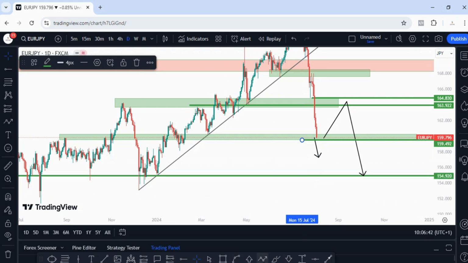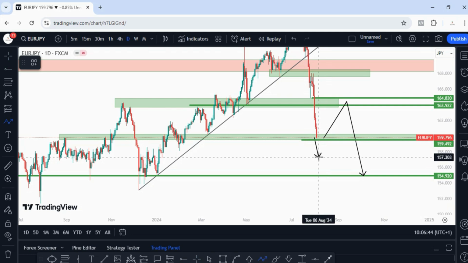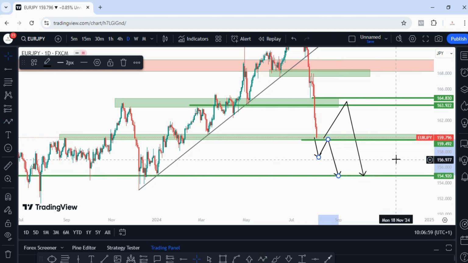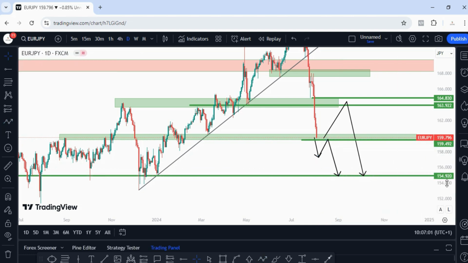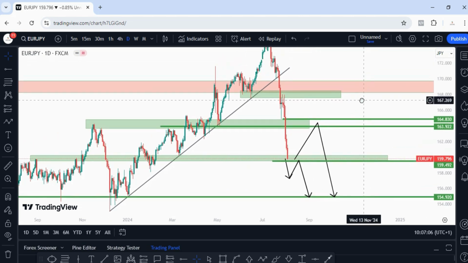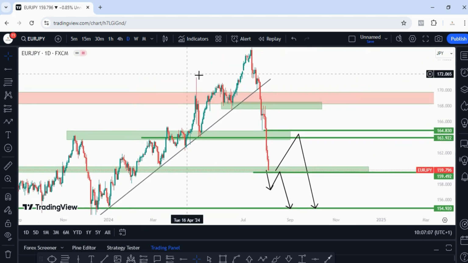Remember, I'm doing this analysis on the daily time frame. So a proper break of this 159.492, then we'll wait for the pullback on the 15 minutes, 30 minutes, 1 hour time frame, or 4 hour time frame, depending on your preference. All right. So wait for the pullback, then we'll trade into this zone here, which is 154.920. All right. So that is my target on EURJPY.